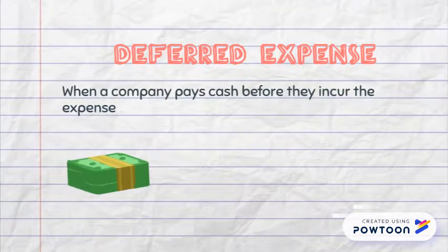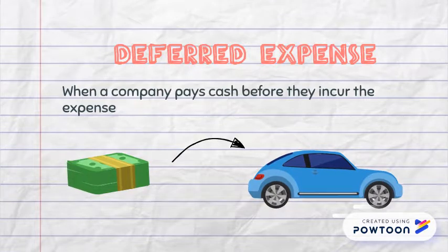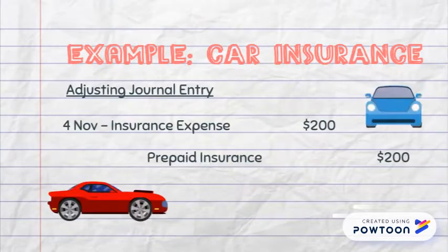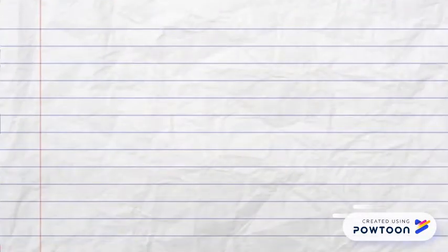Finally, deferred expense is when a company pays cash before they incur the expense. For example, when paying for car insurance, the customer will pay a certain amount but will not use that insurance at the initial time of payment. The adjusting journal entries will debit insurance expense and credit prepaid insurance.